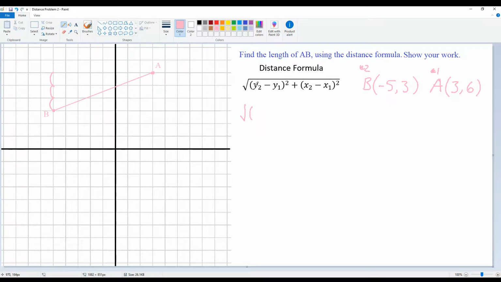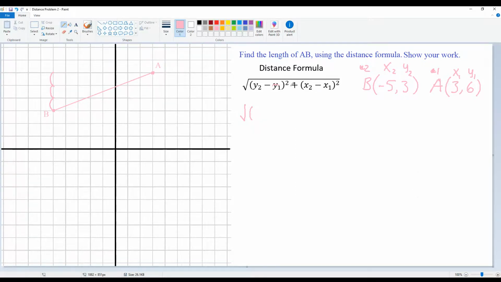But the formula is usually listed as 2 then 1. So we'll do B minus A. So this is my x coordinate, so this is x2, and this is my y coordinate, this is y2, x1, y1. The main thing with the distance formula is just keeping track of your signs and of which one is which.